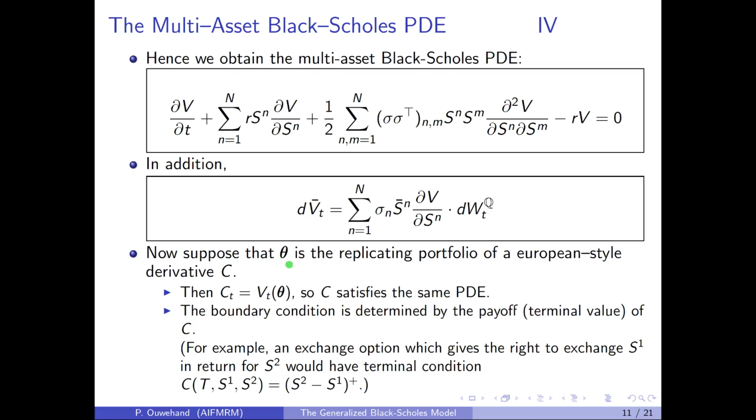Now suppose that theta is a replicating portfolio of a European-style contingent claim C. In that case, by the law of one price, C is equal to V for all times before the maturity of the option. And since V satisfies the PDE, so does C. The boundary condition for the PDE, in other words the terminal condition, is then determined by the payoff of the option. For example, an exchange option, which gives the right to exchange asset S1 in return for S2, would have the following terminal condition. In other words, the payoff is the maximum of S2 minus S1 and 0.